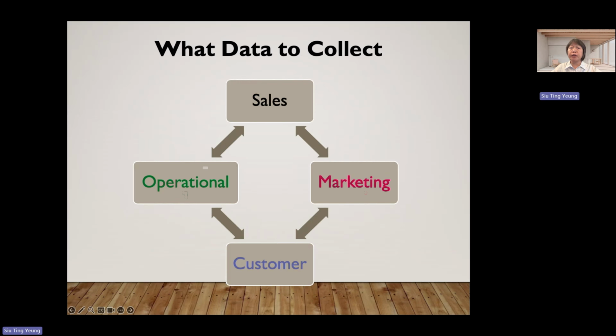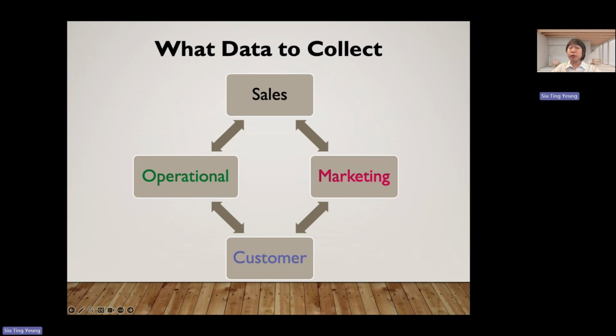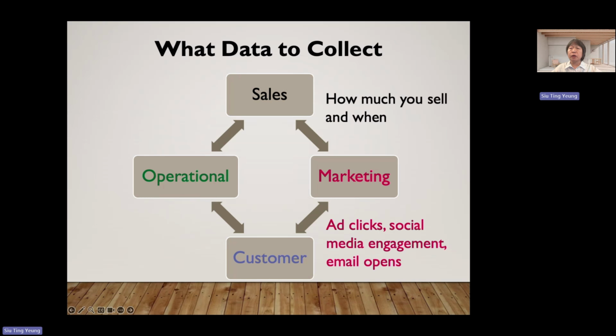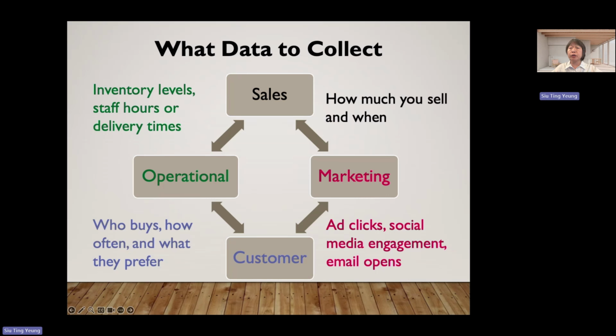Basically, we have 4 categories of data. The first one is sales data, how much you sell and when. The second category is marketing data: ad clicks, social media engagement, email opens. The third category is customer data: who buys, how often, and what they prefer. And the fourth one is operational data. It's all about inventory levels, staff hours, or delivery times.